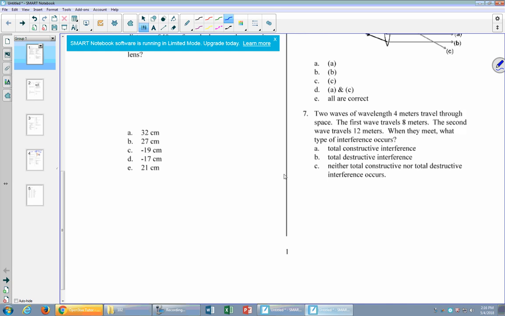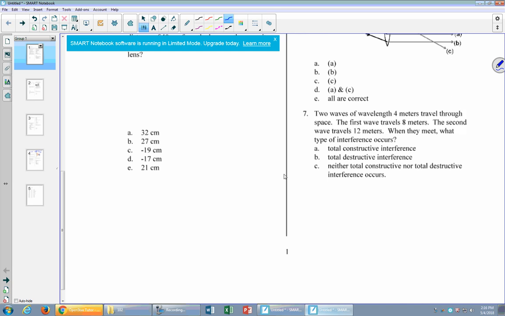I have two waves of wavelength 4 meters. The first travels 8 meters, and the second wave travels 12 meters. So what is the path length difference here? Is it 1? No, one travels 12 and one travels 8. So what's the difference? 4, right? And so how many wavelengths is that? It's one wavelength, right? So is this constructive, destructive, or something else?